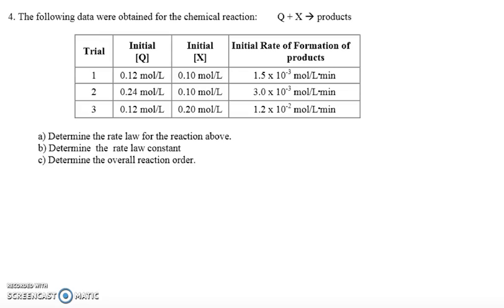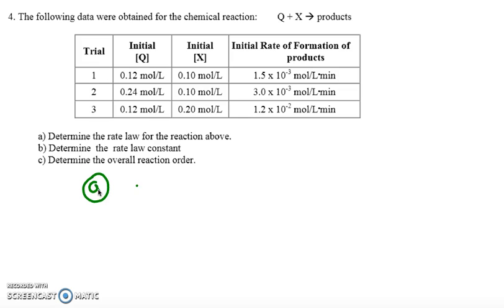Continuing our exploration of how to write a rate law expression. It's a little bit more of the same. Now we're going to talk about initial reactants Q and X turning into products. We've got 3 trials. Similar kinds of tasks. Part A: determine the rate law for the reaction above.